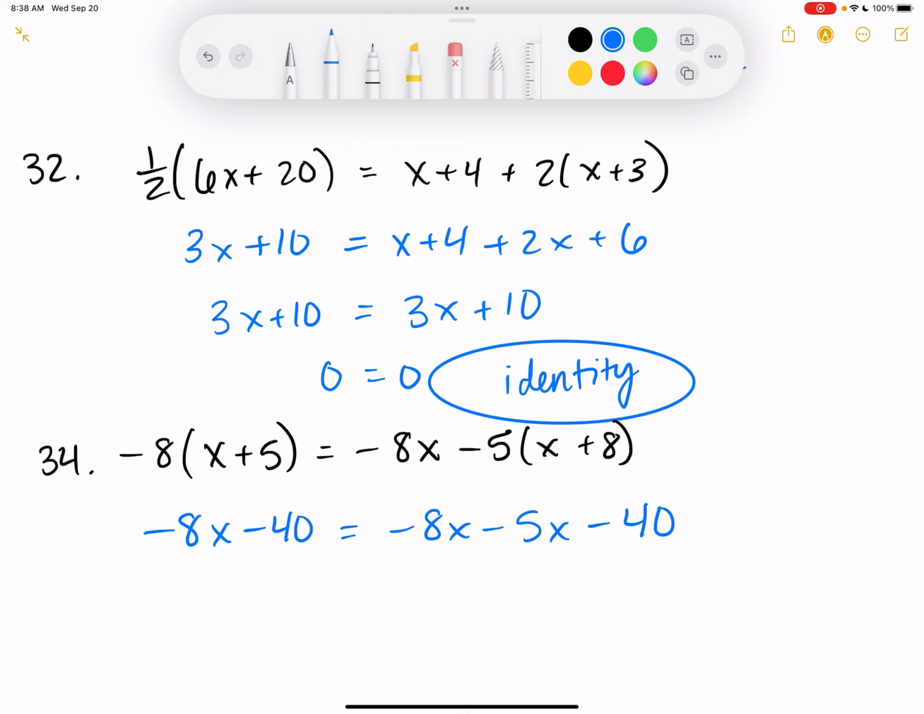What did you say? I didn't hear you. Combine. Oh, I thought you said divide. That's why I was like, what? Okay, yeah, combine.